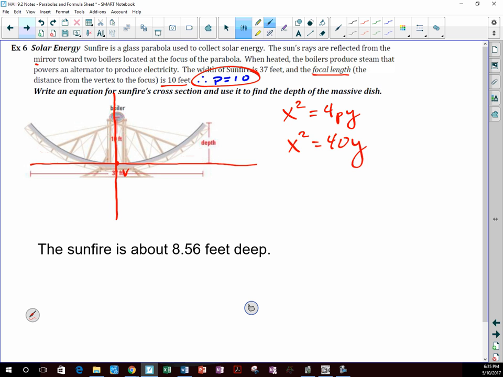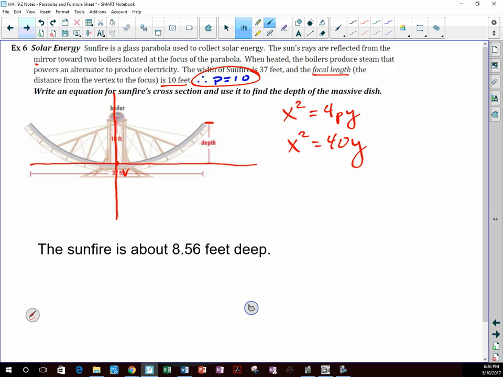But if you notice the depth of this, if I just draw this across here, here's my focus. It's actually outside of the dish itself. So the depth only goes to here. We can't just say that this 10 feet is the depth. That's a common misconception in this problem, that the depth is 10 feet because they tell us what the focus is. No, we actually have to go through and find out.